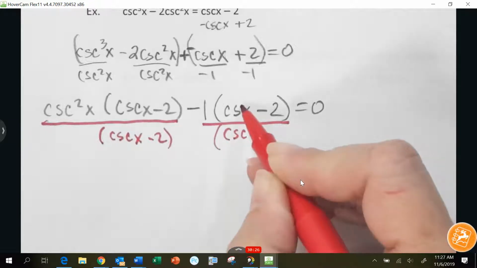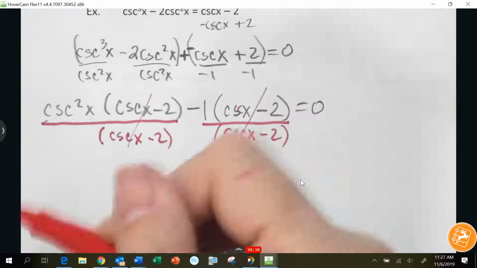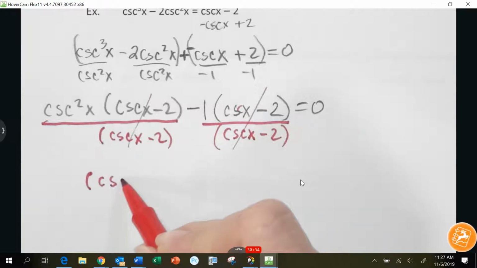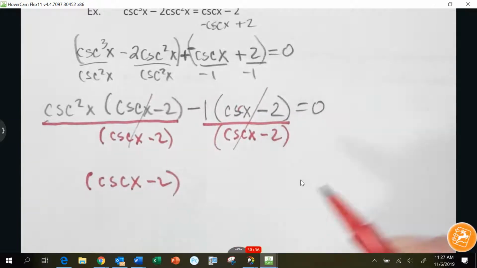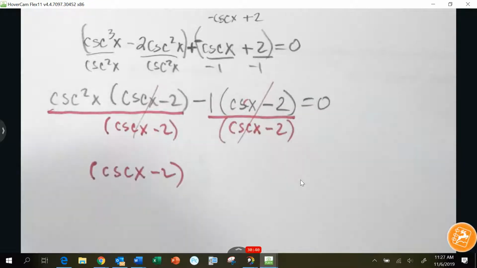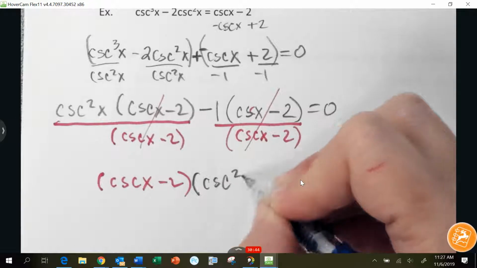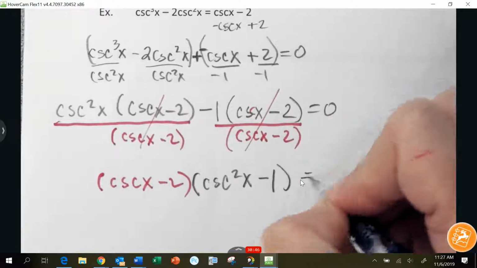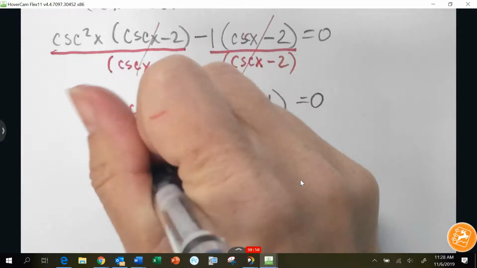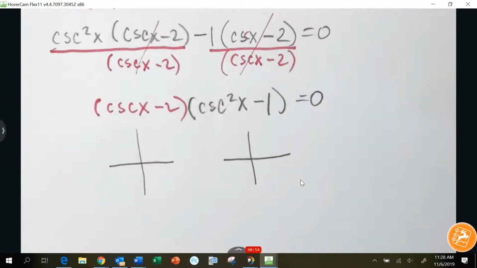Oh, I forgot a C up there. That's going to cancel out when we bring it to the front. After that cancels out, the other parenthesis will be what's left over. Cosecant squared x minus 1. You guys take a moment and solve each of those.